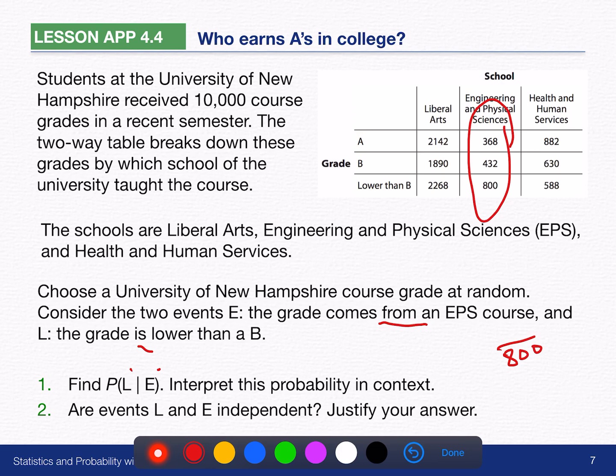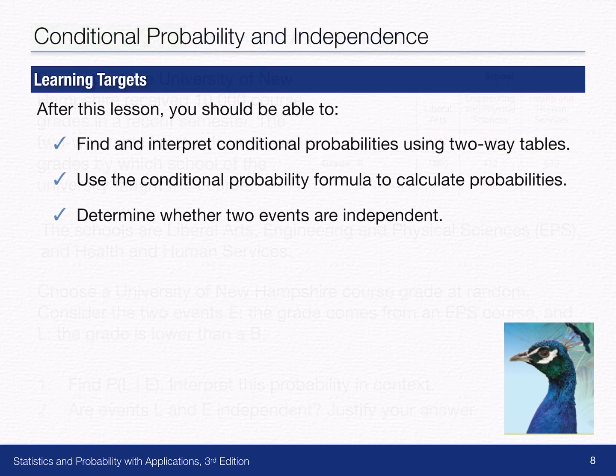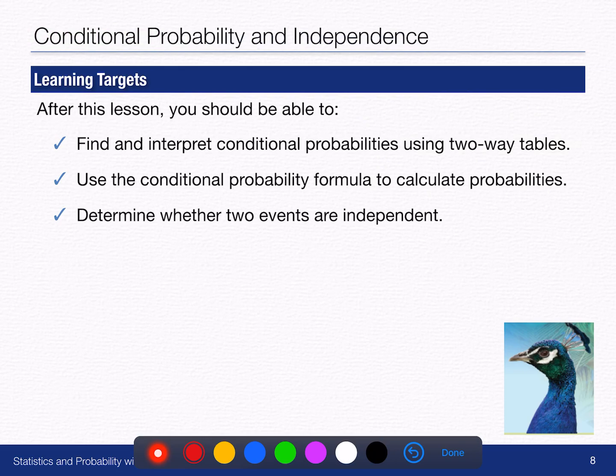All right, sorry, I take that back. You have to add up all of these, and that'll be your denominator. So it's 368 plus 432 and that's 800, which goes here. And the probability that it is lower than B, that's the intersection, so it would be 800, whatever that total is in that column. All right, so that was a brief explanation of that, and we'll go further in depth with our lesson.